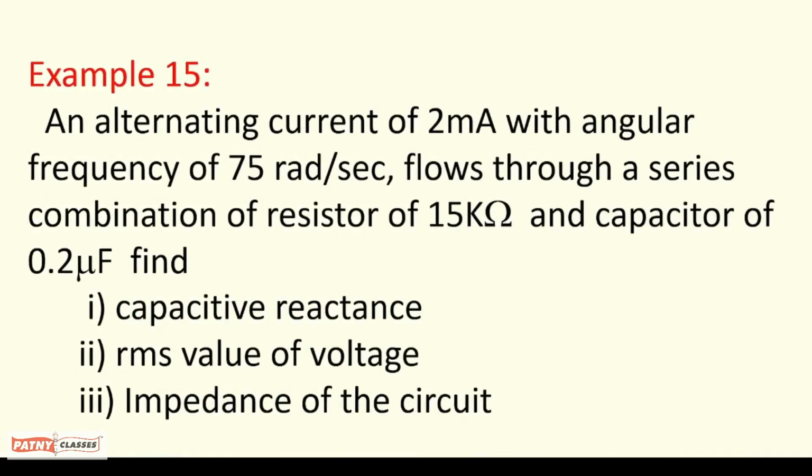Example 15. An alternating current of 2 milliamperes with angular frequency of 75 radians per second flows through a series combination of resistor of 15 kilo ohms and capacitor of 0.2 microfarad. Find capacitive reactance, RMS value of voltage, and impedance of the circuit.